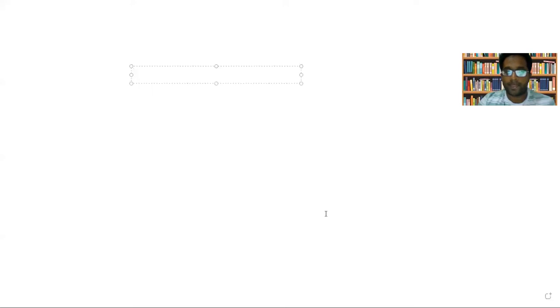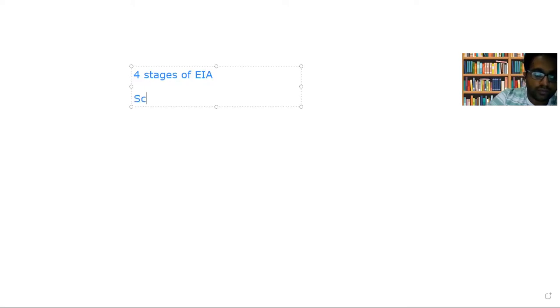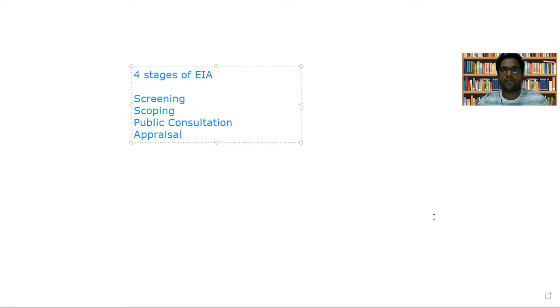I'll note it down. 4 stages of EIA. First one, screening. Second one, scoping. Third one, public consultation. And fourth one is appraisal. These are the different stages of environment impact assessment. You can note it down. Okay, we'll be discussing it in detail. Okay, in the coming sessions we'll be discussing each and every stage of EIA in detail.